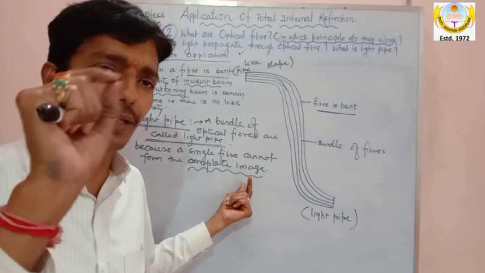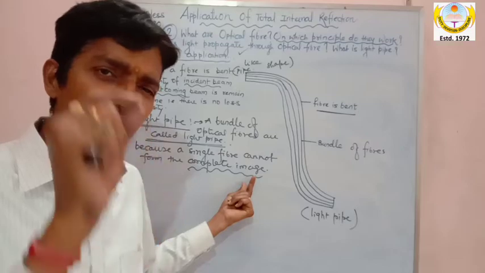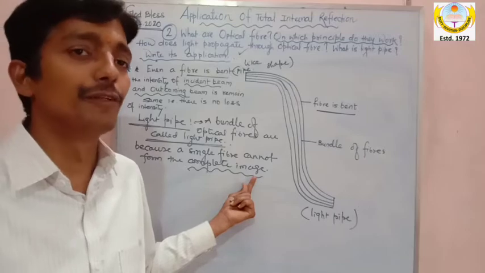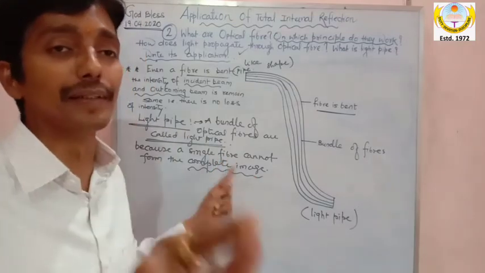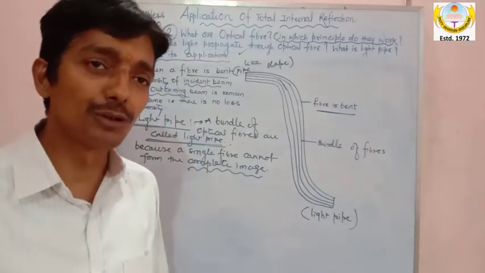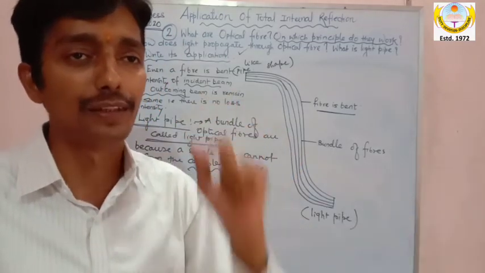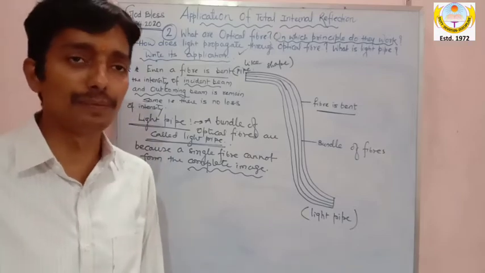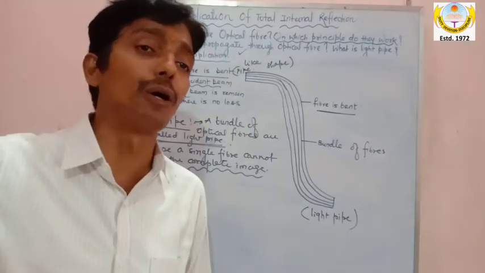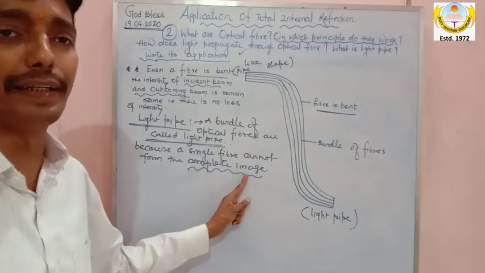You break the image into a number of dots. Am I clear? You break the image into fine dots, and each dot will be observed by each fiber. So one fiber will take the image of one dot. All the fibers together, the bundle of fibers, will form the complete image of that object, if the object I want to see is broken into a number of fine dots. So here I am writing that a single fiber cannot form the complete image.